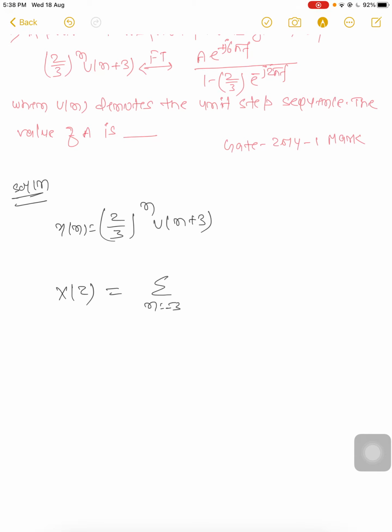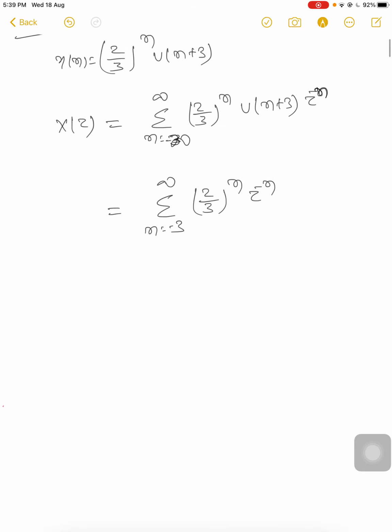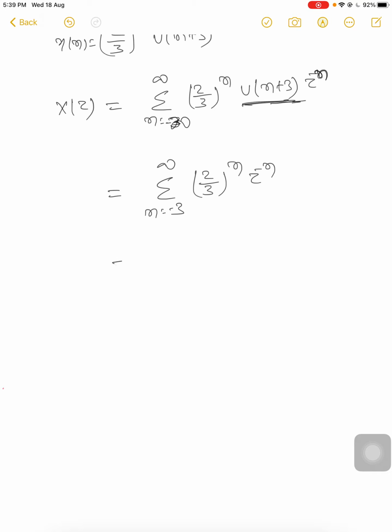Then the sum over n from minus 3 to infinity of (2/3)^n u(n+3) z^(-n). Because of this u(n+3), the summation effectively runs from n equals minus 3 to infinity of (2/3)^n z^(-n).